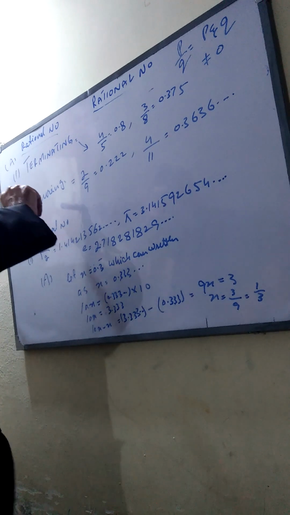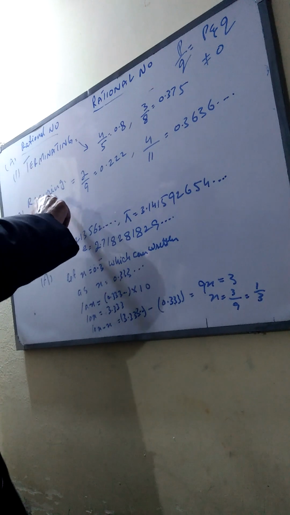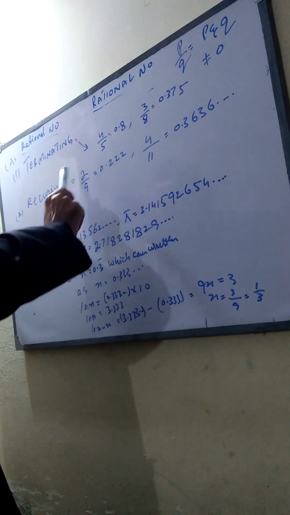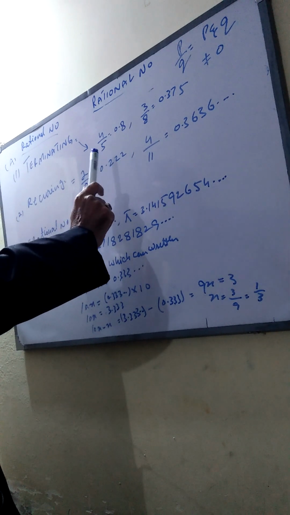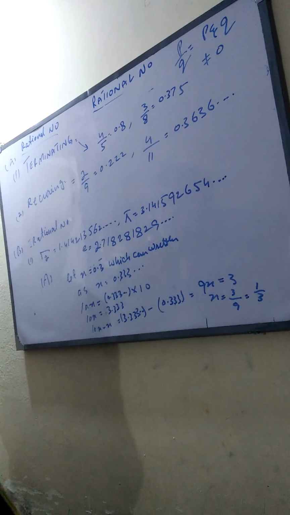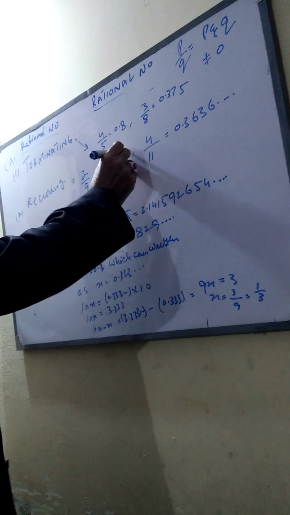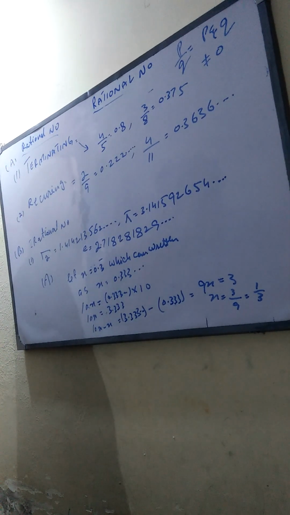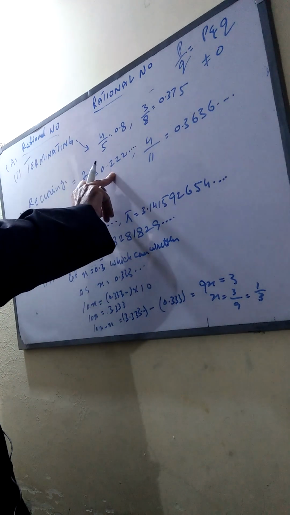The other meaning is recurring. The recurring values are also called rational numbers, because 2 upon 9, when you divide 2 by 9, it will become 0.222 and so on. It will continue, but the same value will repeat continuously. Values like these are called the recurring value.